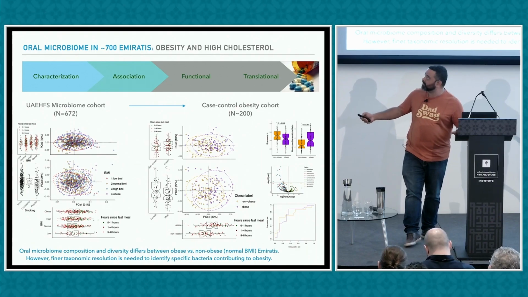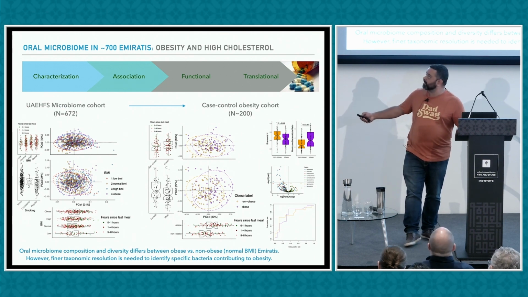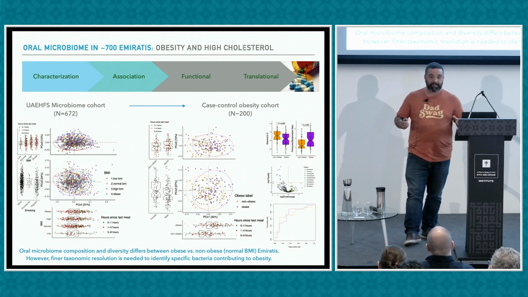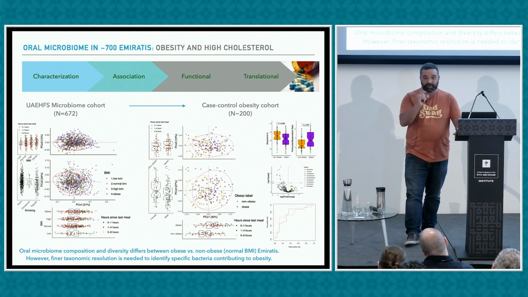So when you have 672 individuals, you can break it down to a matched cohort, right? So that's how we picked the 602 anyway. So what we did was we looked at about 200 individuals. Some of them are obese, some of them have normal BMI, and we see an even stronger separation in the gut microbiome composition. They also differ in gut microbiome diversity, but when we tried to identify taxa or species that are different between obese and non-obese individuals, we sucked. It wasn't informative.